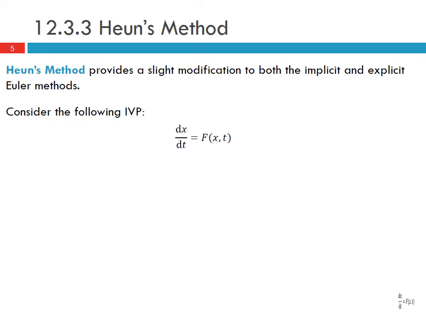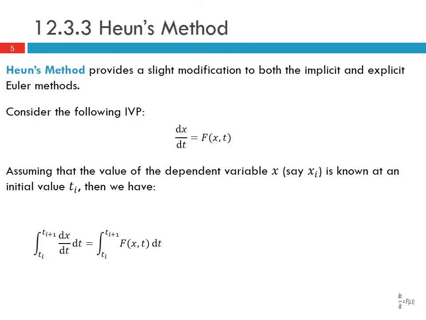So consider again the initial value problem: dx/dt is equal to a function of x and t. If we assume that the value of the dependent variable x, say x_i, is known at an initial value t_i, then we can write the expression shown here. So we're just integrating both sides of this equation.